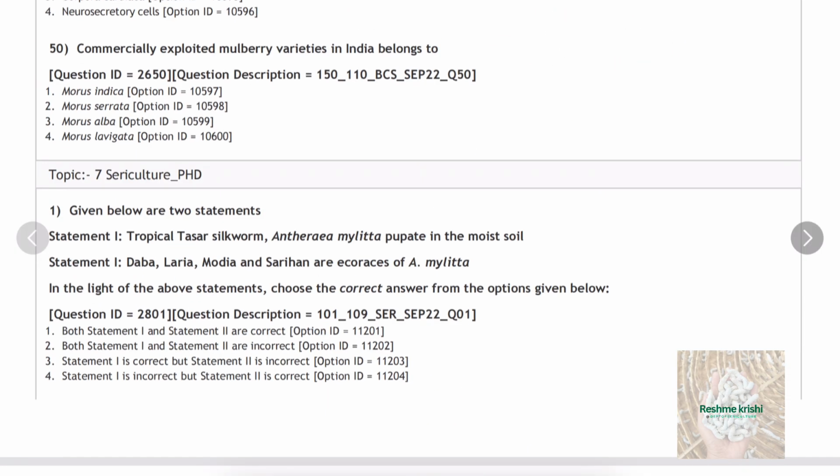Commercially exploited mulberry varieties belong to which? See, when you want to answer this type of question, just look here: Indica, Serrata, Alba, Laevigata. Laevigata is a fruiting variety which is not much present in India. Morus indica is exploited, but not that highly compared to the other two. Serrata is also not much exploited. Now to answer this, just go to V1. V1 belongs to Morus alba. K2 belongs to Morus alba. S36, etc., all belong to Morus alba. So the answer is Morus alba.